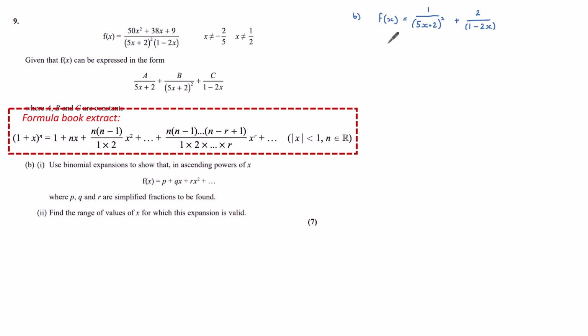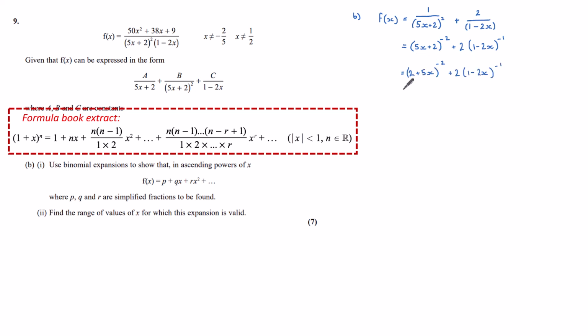Now, using our answer to part A, we can say that f of x is equal to 1 over (5x plus 2) squared plus 2 over 1 minus 2x. This can be rewritten as (5x plus 2) to the power minus 2 plus 2 lots of (1 minus 2x) to the power minus 1. Now here we already have 1 plus x, but we don't yet have that here. I'm actually going to rewrite it first of all.